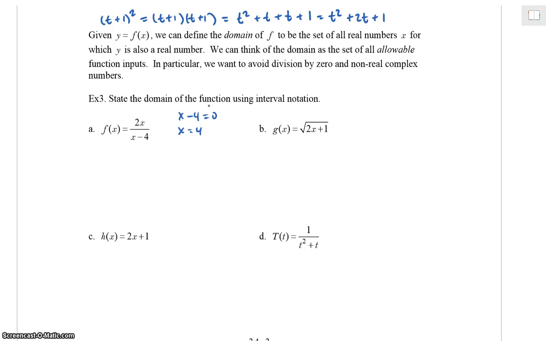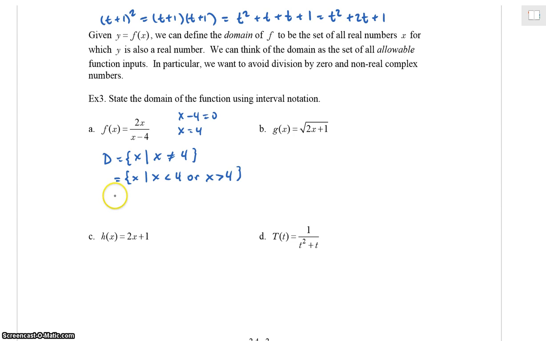So the domain, which I'll just write as D, can be expressed as the set of all real numbers x such that, the vertical line is read "such that," x is anything other than 4. x is not equal to 4. Now, we can write that in interval notation as follows. Well, first of all, let me write it this way. That's equivalent to saying x can be less than 4 or x can be greater than 4. So the set of all real numbers less than 4 or greater than 4.